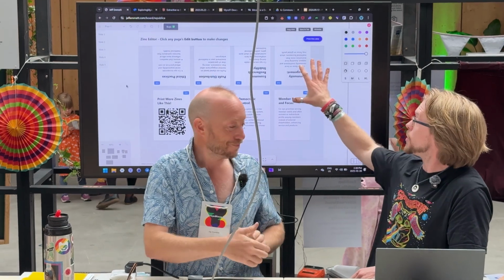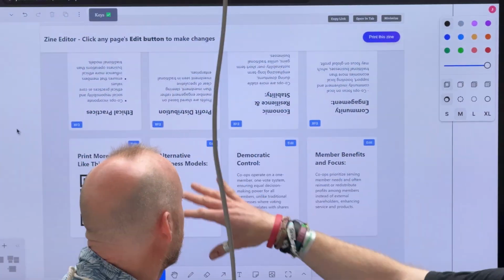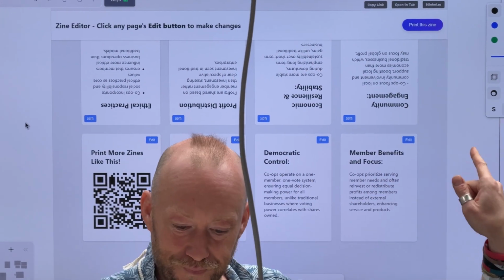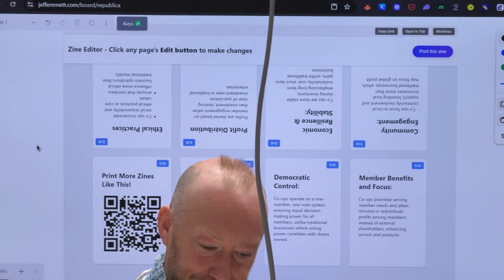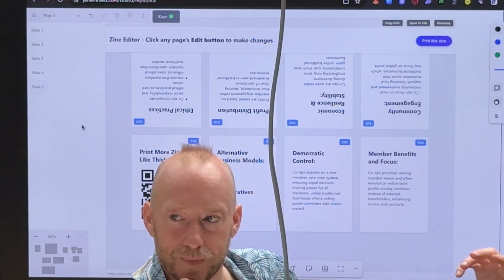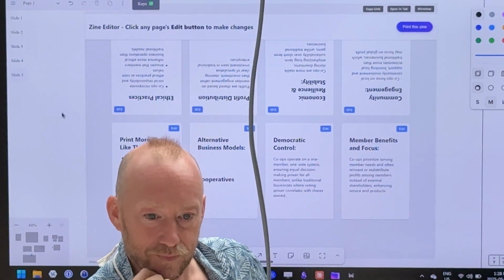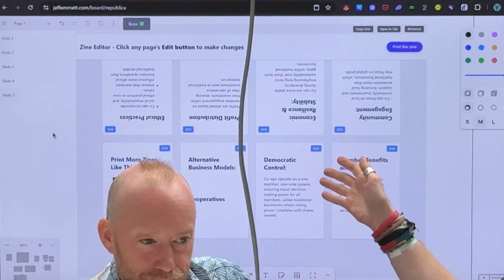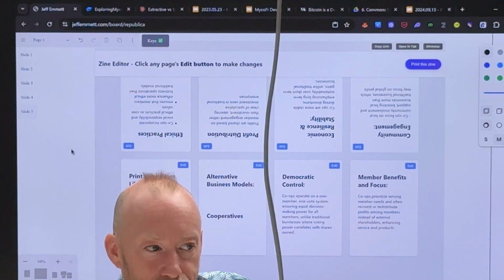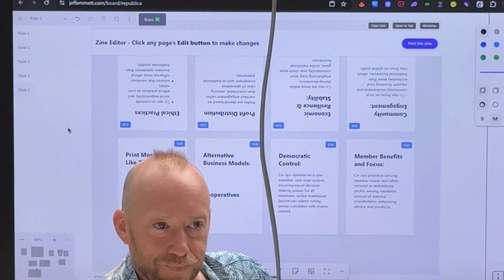For anyone who scanned the QR code and went into the board, there are also those microzines. You can come here and create your own, and then you can print it. I actually have a printer right here, so we can create some of these microzines. If you want to take a few minutes and write down some ideas on alternative business models, you can use this template. We can print it out, and you can have one of these booklets ready to go in a few minutes. We can print as many as we like.